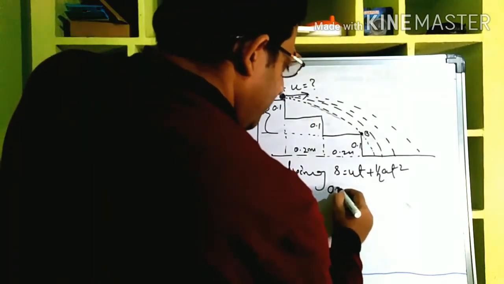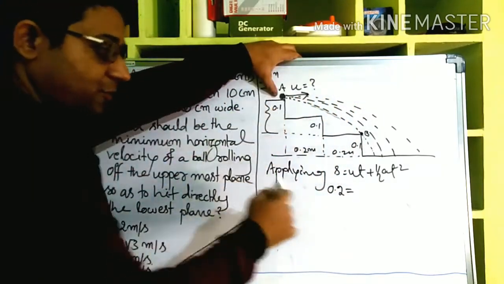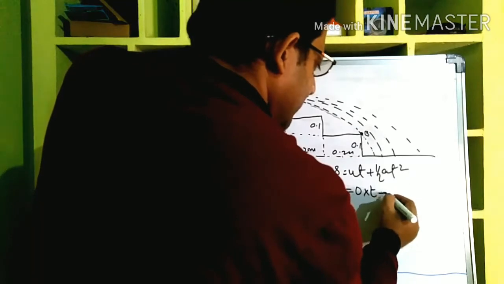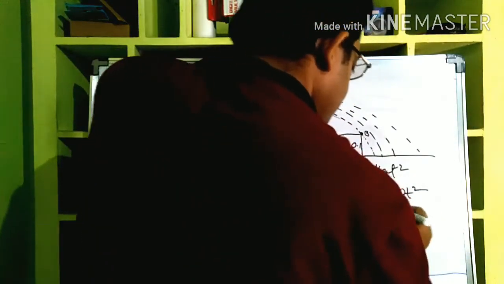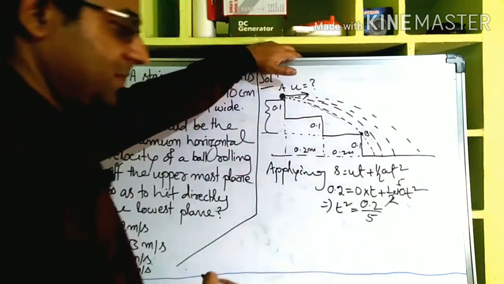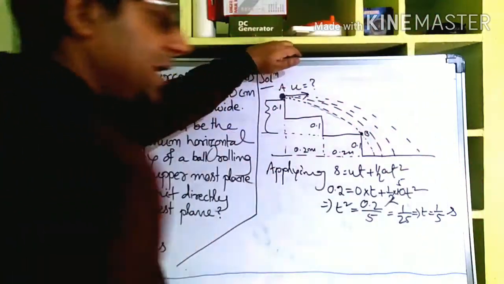So directly I am writing 0.2 is equal to, now see, this is fired in the horizontal direction, so the vertical velocity is 0. So 0 multiplied by the time, plus half g t square. For g let us assume 10. So half of 10 is 5, 5t square, which implies that t square is equal to 0.2 divided by 5. This is equal to 2 by 10 by 5, that's 2 by 50, that's 1 by 25. So t square is equal to 1 by 25, so t is equal to 1 by 5, and the unit of time is second.